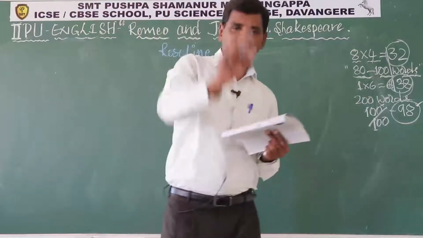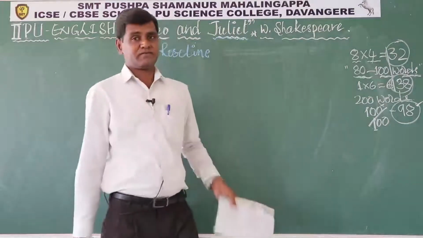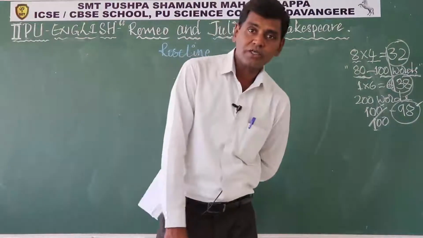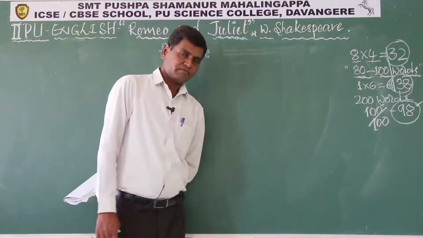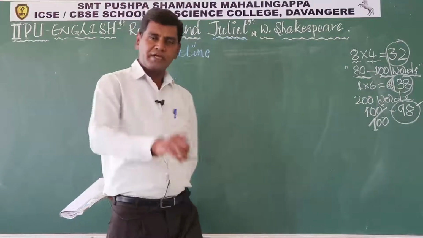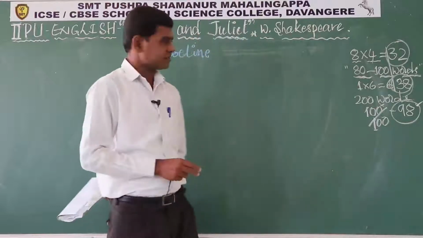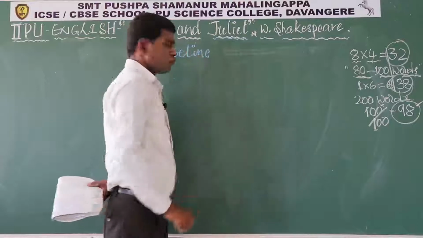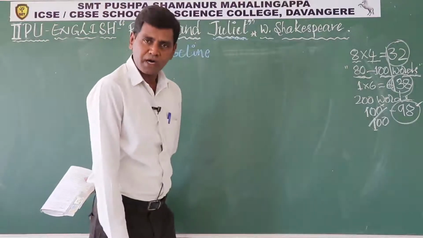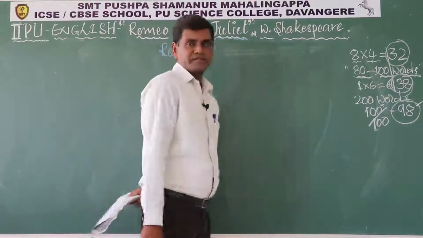To enter into the party, he has to go in disguise. Yes, because he is a rival of Capulet, so there is no entry for him. So what he does, along with his friend, is attend the party in disguise.